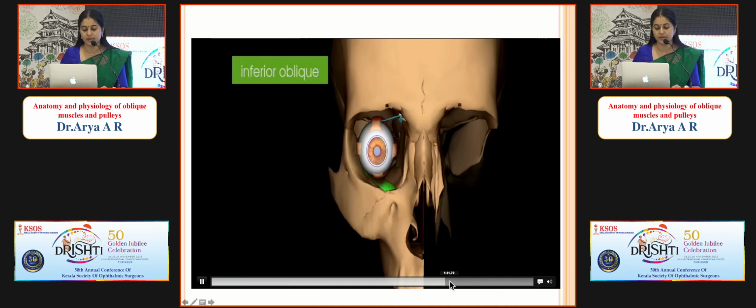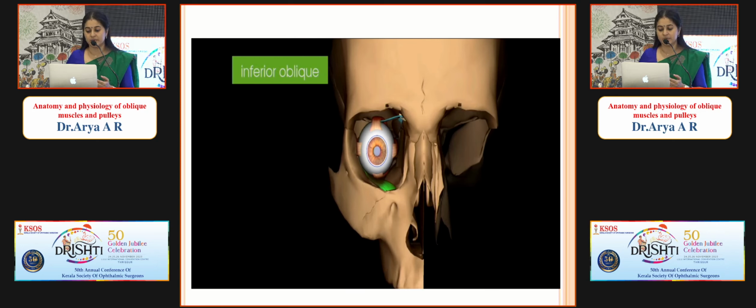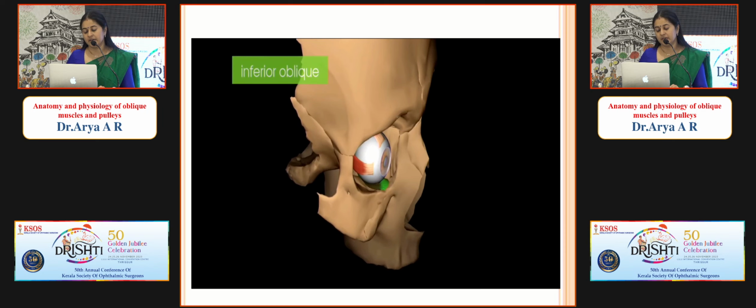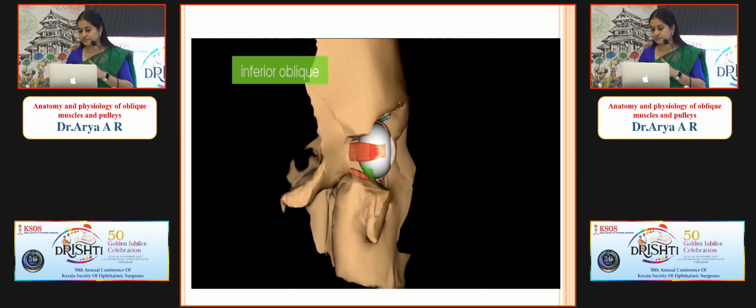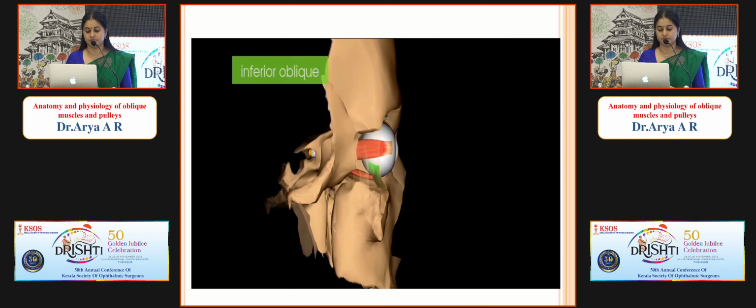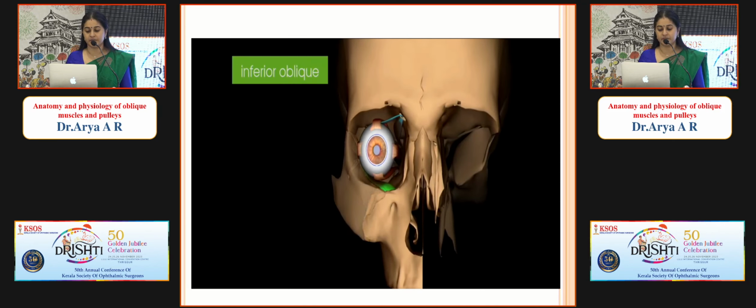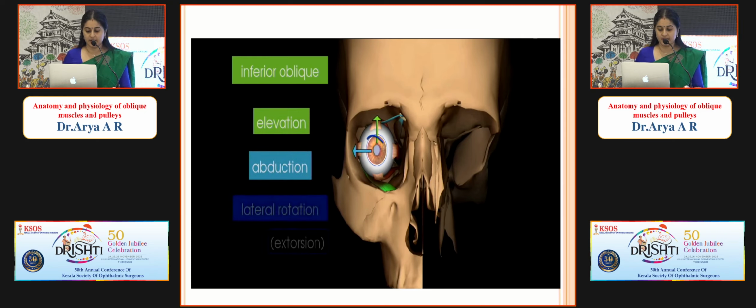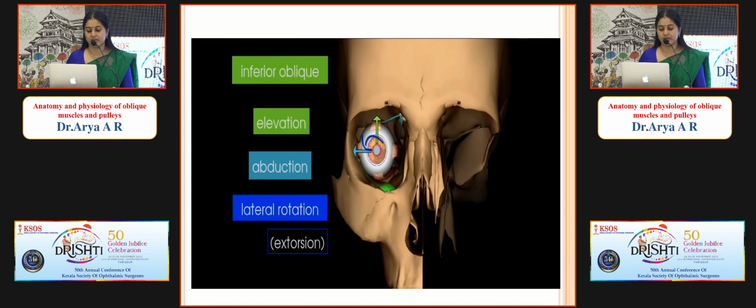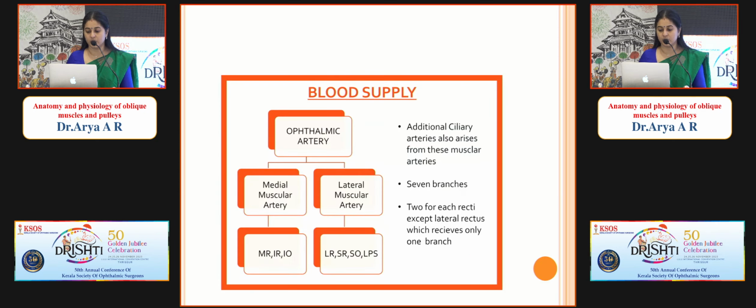Now it is the inferior oblique. It is the only muscle that comes from the anterior part. In the video you can see it is denoted in green color. It passes backwards and gets inserted into the sclera as shown in the video. This is the lateral rectus that is shown above. The actions are elevation, abduction, and lateral rotation, and the inferior oblique is supplied by the third cranial nerve or oculomotor nerve.